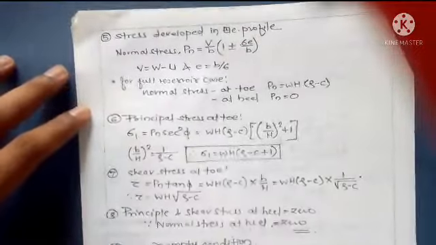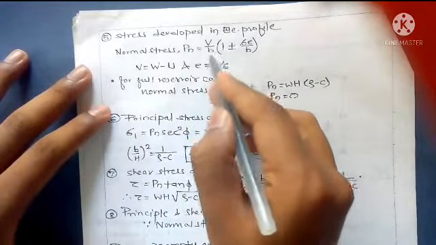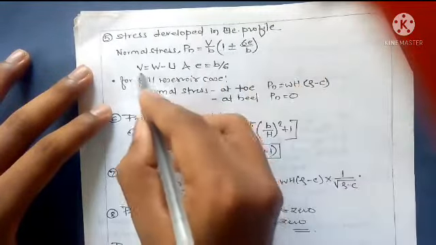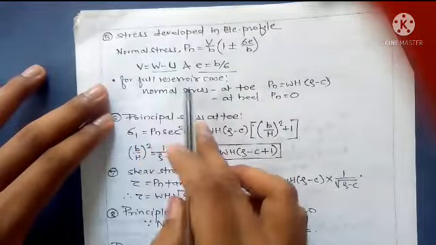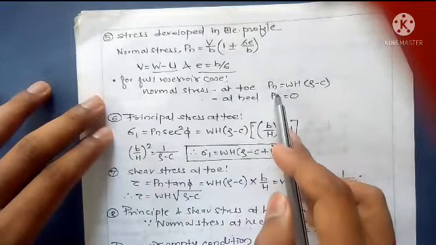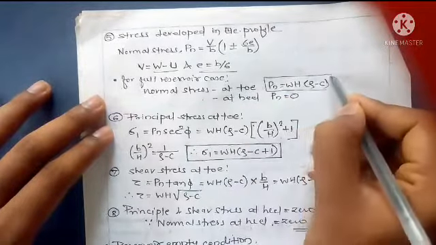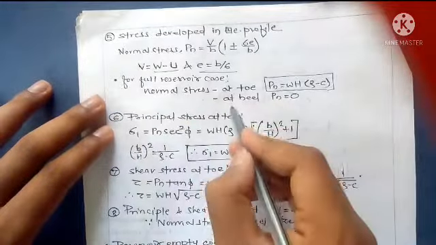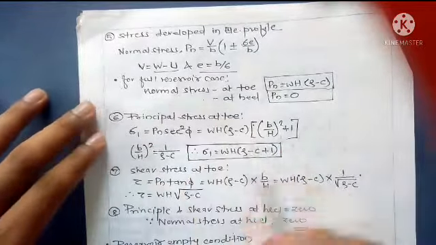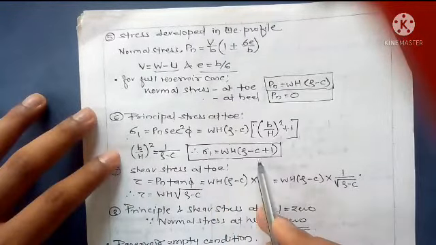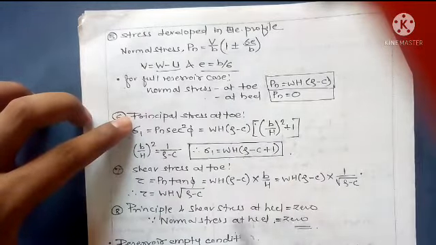So at the last, we summarize all the formulas. Stresses developed in the elementary profile. Normal stress Pn is equal to V upon B into 1 plus or minus 6e upon B, where V is equal to W minus U and e is equal to B by 6. For the full reservoir case, the normal stress at the toe is Pn equal to wH (rho minus C), and the normal stress at the heel is Pn equal to 0. The principal stress at the toe, sigma 1, is equal to wH (rho minus C) plus 1, and the principal stress at the heel will be 0.